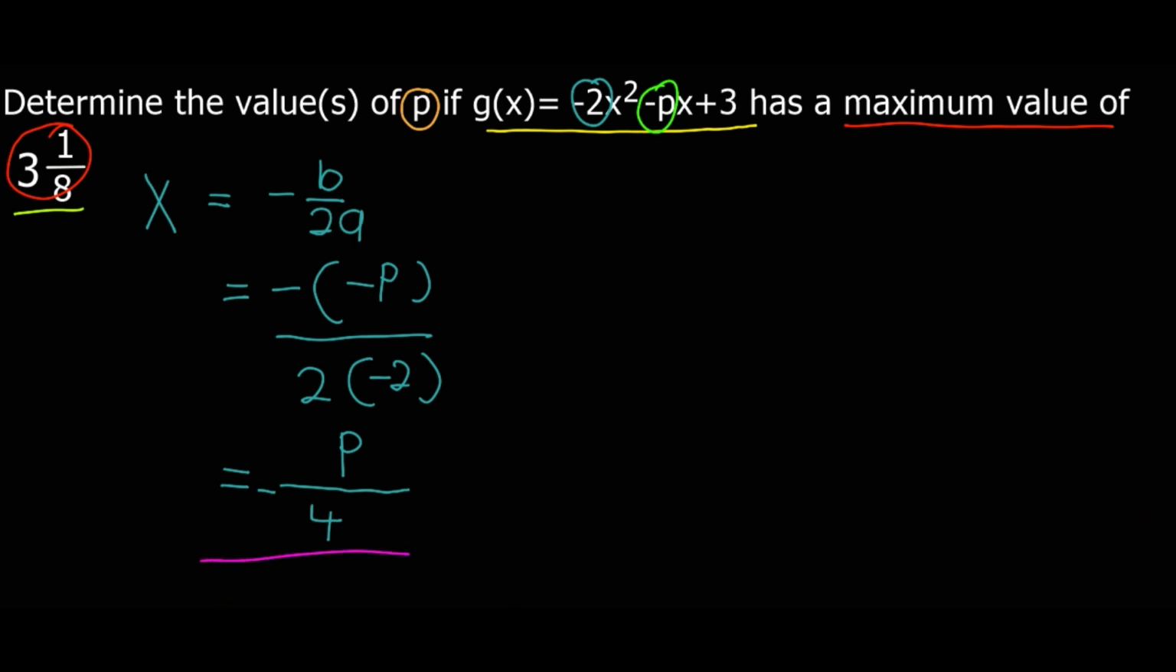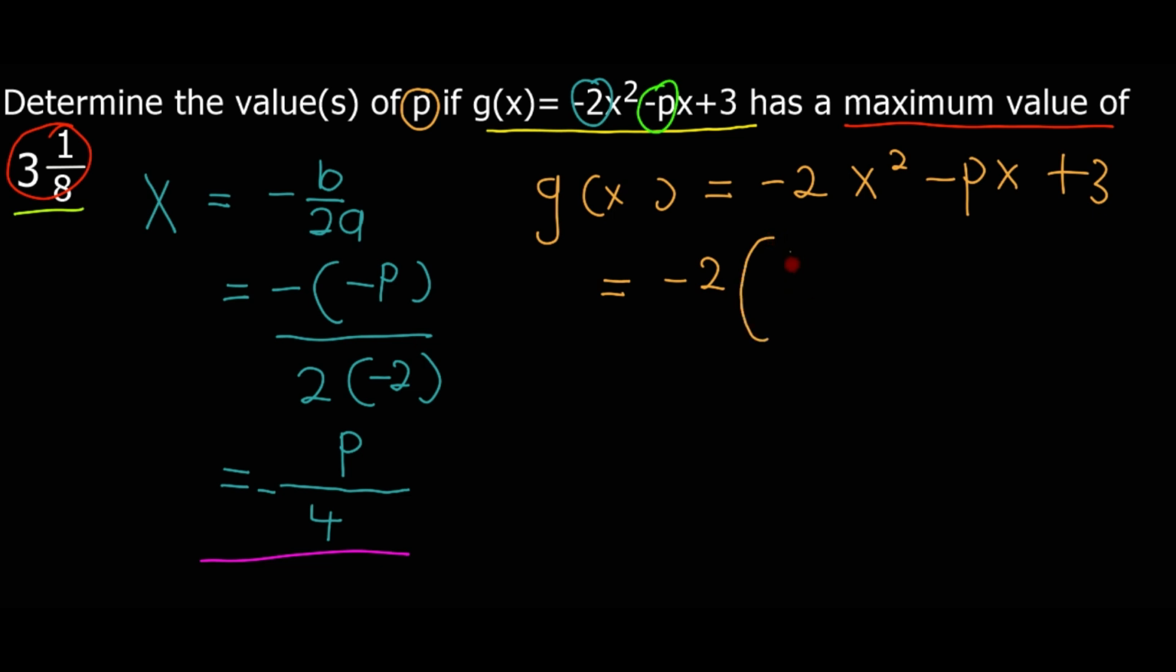And now we go and find q. Remember, q is the y value, so we substitute this x value into g of x. Remember g of x is the same as y. So g of x equals minus 2x squared minus px plus 3. The moment we substitute this x value, we find the value of q. So we have negative 2 times, and then x is p over 4, all squared, minus p times p over 4, plus 3.